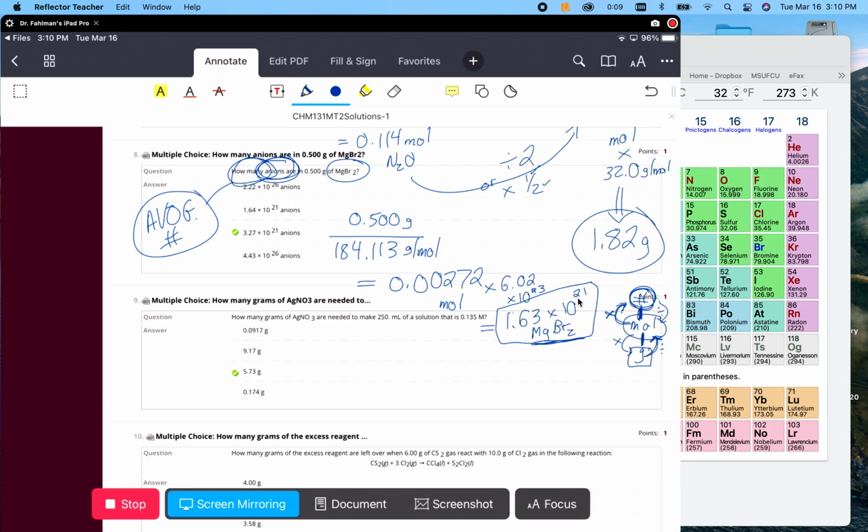Okay, or in other words, this breaks apart into that and 2 bromides, right? So you have to multiply by 2. And so that times 2 gives you the answer that is selected there. So 3.27 times 10 to the 21 bromide ions. Okay.